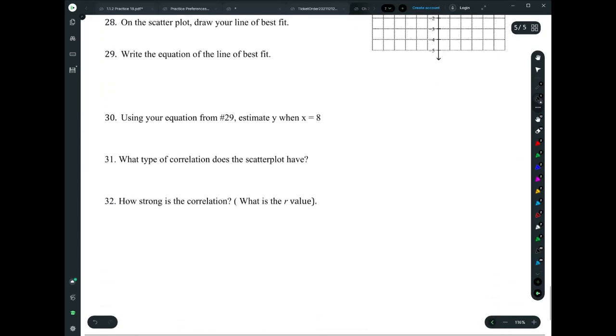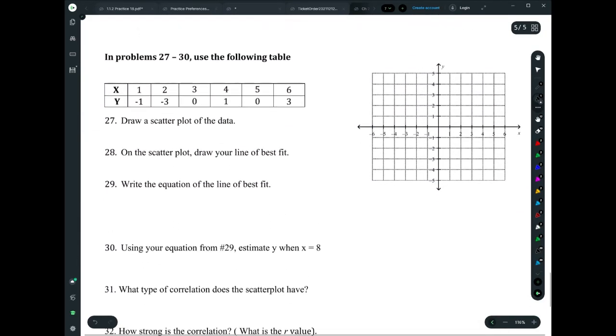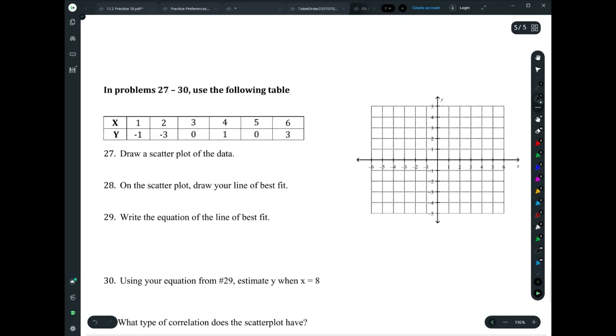The last type of stuff is correlations. Okay, so drawing a scatter plot of data, really it's just x and y coordinates. So 1, negative 1, 2, negative 3, 3, 0, 4, 1, 5, 0, and 6, 3.